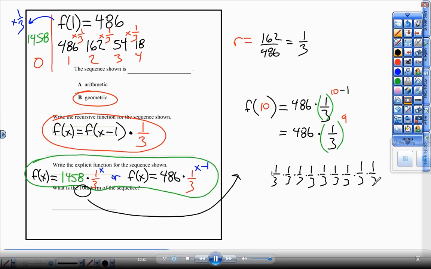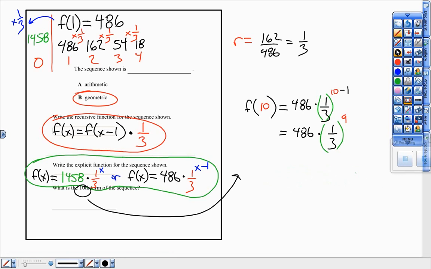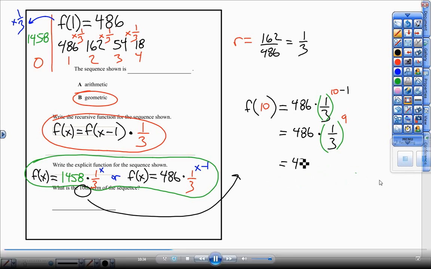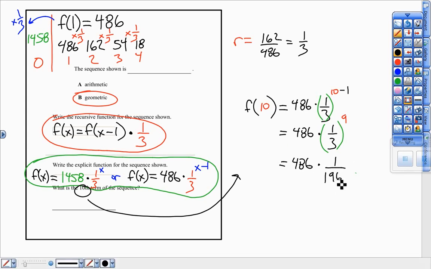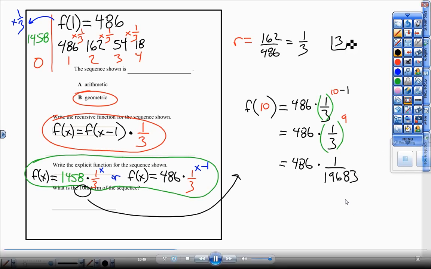And when you're multiplying straight across, multiply the 1s, and then you're multiplying 3 of these 9s. So I would suggest using the exponent button, 3 caret 9, 3 raised to the 9 power. Gives me 486 times 1 over, because remember the 1's on top stay 1, but 3 to the 9th is 19,683. Again, I got that by doing 3 raised to the 9th power, knowing that that 1 is going to stay the same on top.